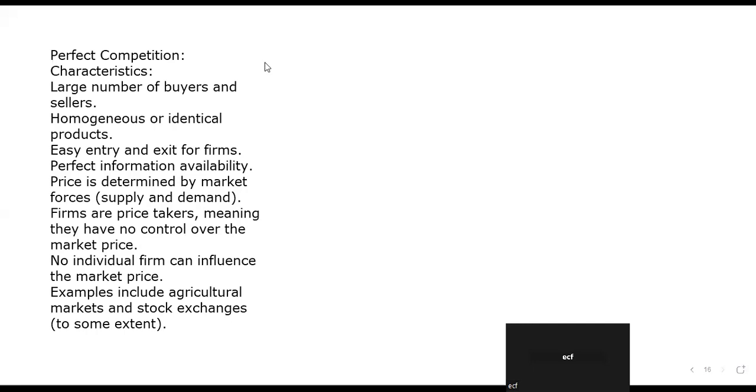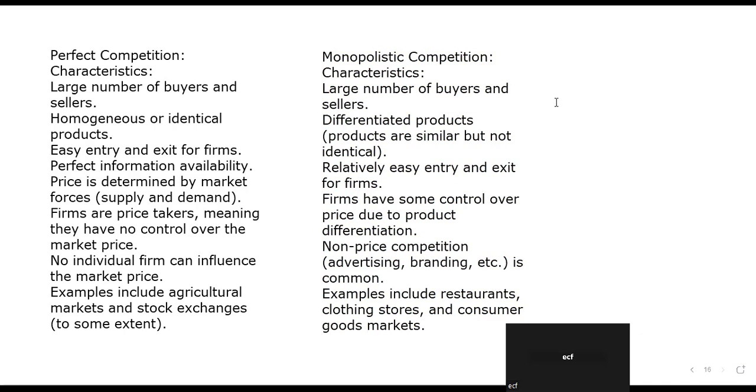So we have another market structure, which we call a monopolistic. Monopolistic market structure has the following characteristics. Number one, there are large numbers of buyers and sellers. The goods are differentiated. The term we use is heterogeneous. So there's relatively easy entry and exit. There's some control in pricing due to product differentiation. So it's a market structure where there's heavy marketing and price differentiation, and there's non-price competition. Examples include restaurants, clothing stores, consumer markets, etc.